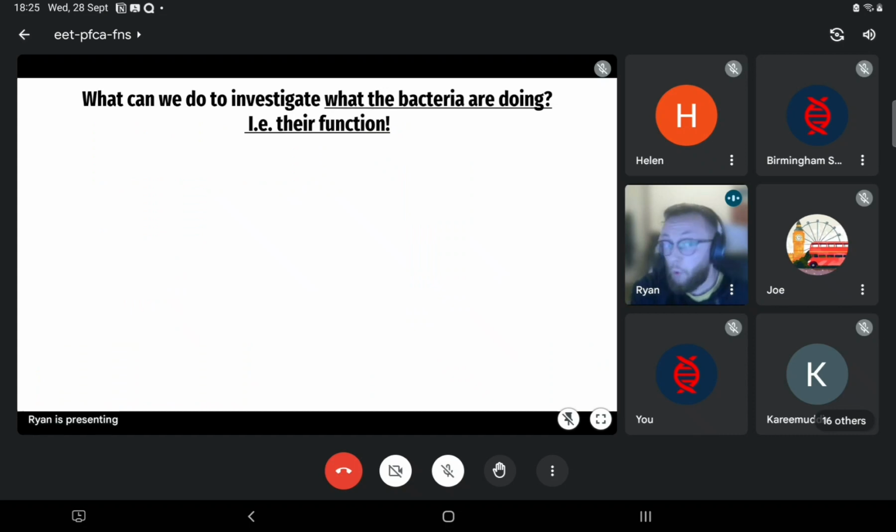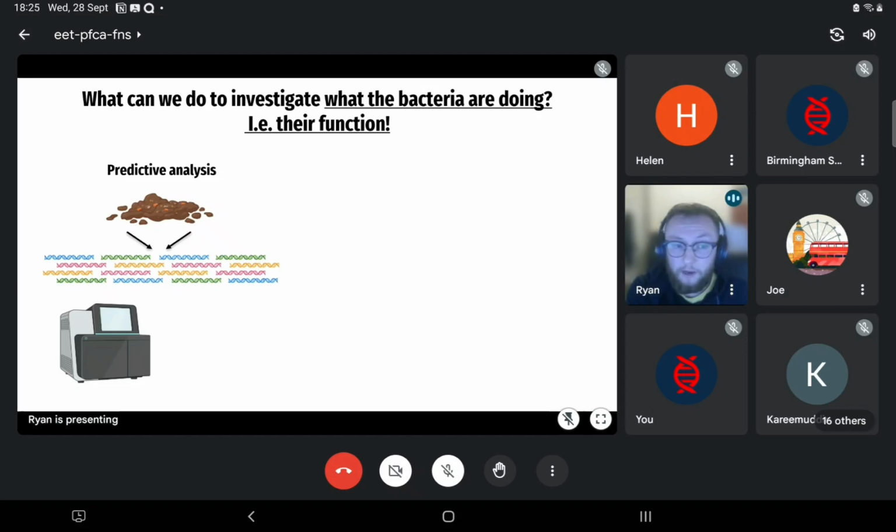So what can we do to investigate what the bacteria are doing? So i.e. their function, not just who's there, but what are they doing? There are two approaches for this. There's a predictive analysis. In that poo, as I said, there's all the DNA from the bacteria, and not just the ribosomal DNA, the entire genome of every bacteria is in there. So we can use even more powerful bioinformatic computers and techniques to look at all that genomic content at once. We can map it to databases and work out which proteins the genes code for and what the proteins do. And we call that metagenomics.